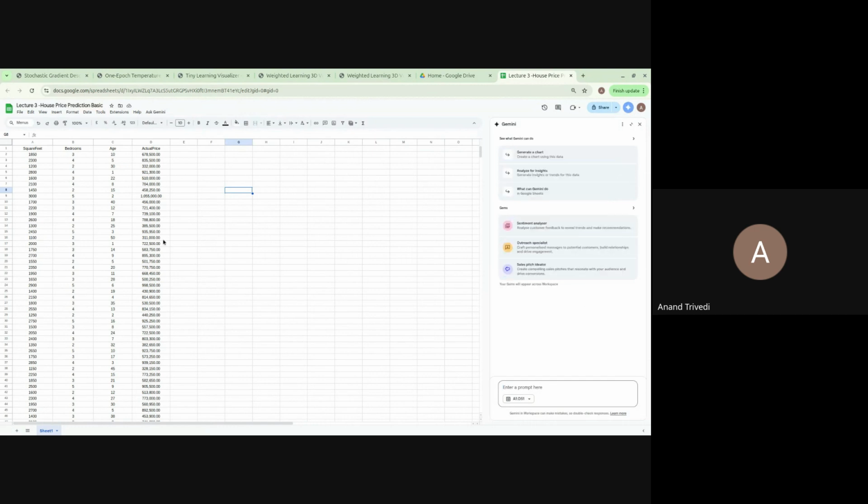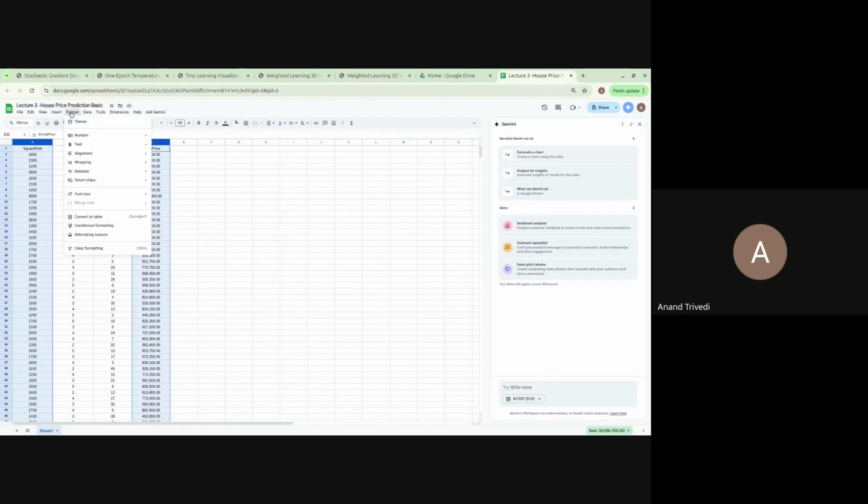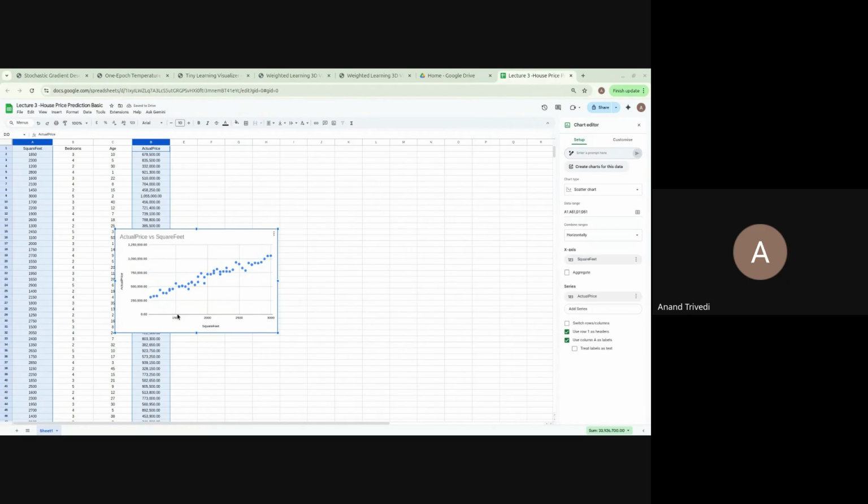This is my initial data, and this is my actual price. Now, this is comparatively easier data. I should first try to find out the relationship between square foot and actual price. I can select these two columns, go to insert, chart, and have the chart ready here. This is the relationship between actual price versus square foot. So as of now, what my data is showing, it is linearly related.